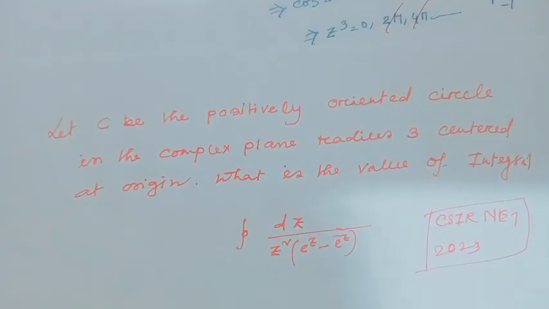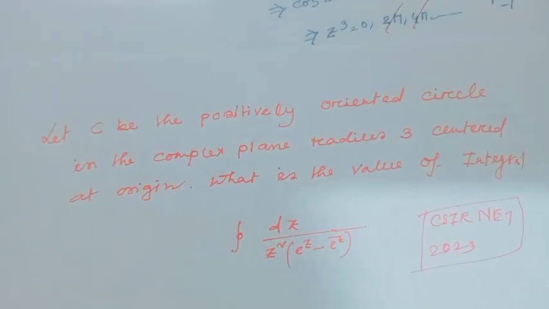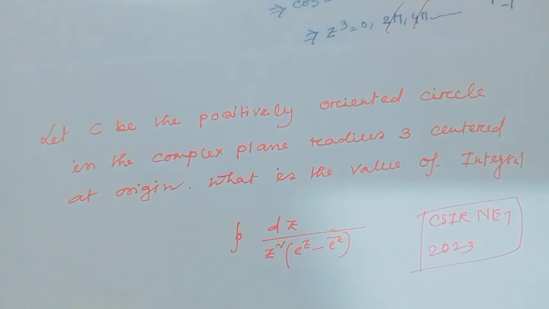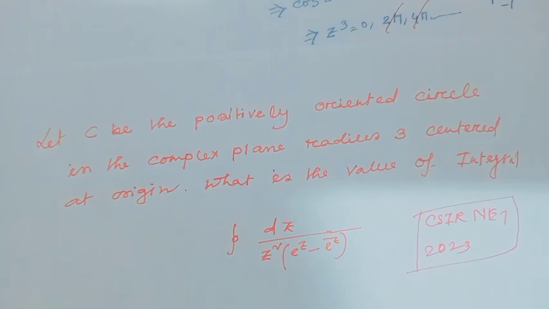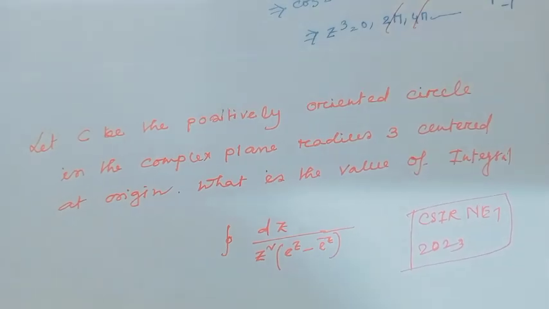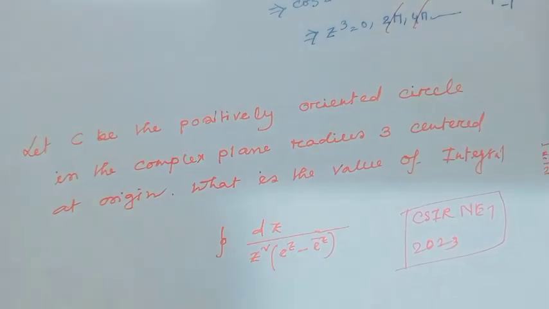Question which came in the CSIR NET 2023 exam. The question is: C is a positively oriented circle in the complex plane of radius 3 centered at the origin. Then what is the value of the integral of 1 over z squared times (e to the power z minus e to the power minus z)?